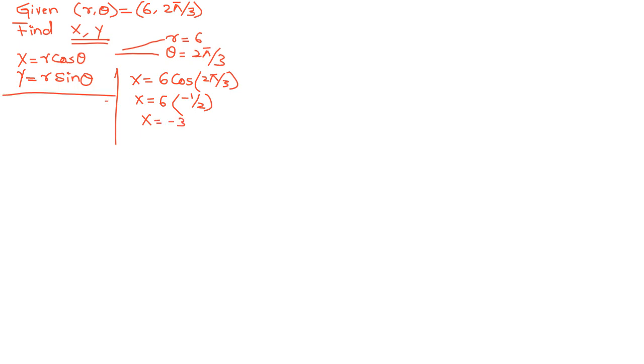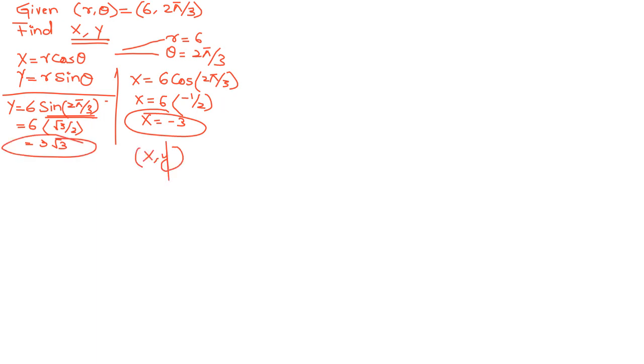Similarly, you can put in y. y is equal to 6 sine of 2 pi over 3, which is equal to 6, and sine of 2 pi over 3 means square root of 3 divided by 2, which is equal to 3 times square root of 3. These are the values of x and y. So x and y are minus 3 and 3 times square root of 3. If polar coordinates are given, then you have to use this formula.